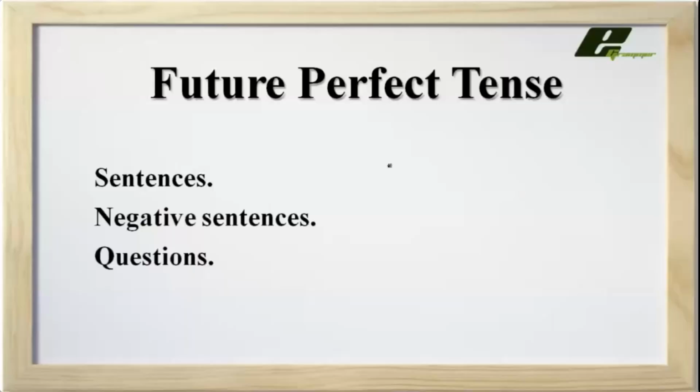Before we start speaking about the formation of future perfect tense, you may ask, when do we use this tense? Future perfect tense is for an action which takes place in the future and will be completed in the future. It denotes the completion of an act within a definite period of time in the future, and we generally express that action in the future perfect tense.